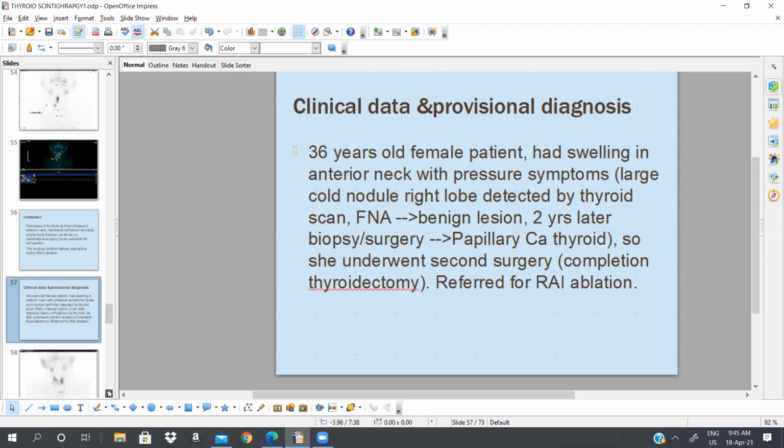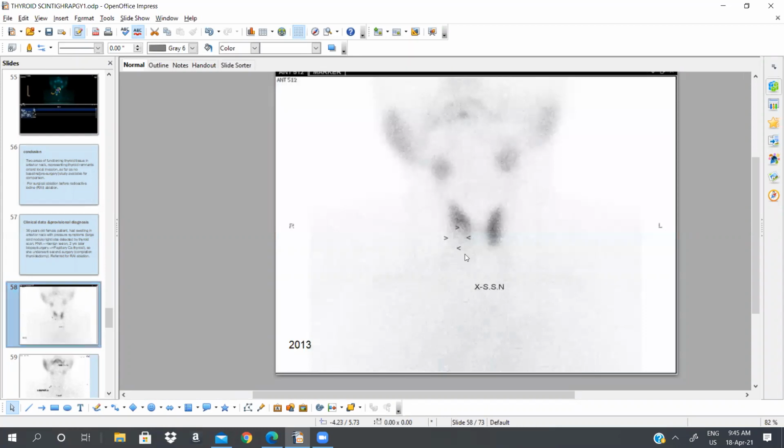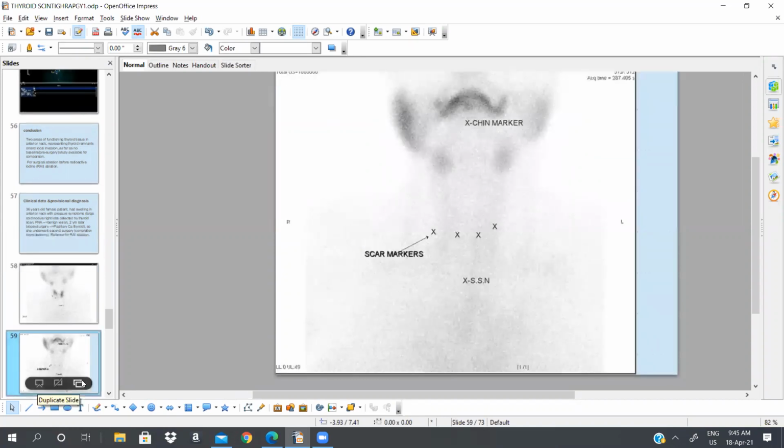So we did for this patient, yeah, there was this called the jewel, okay, and now this is before surgery and this is after surgery. This is nothing, complete, total thyroidectomy, okay.